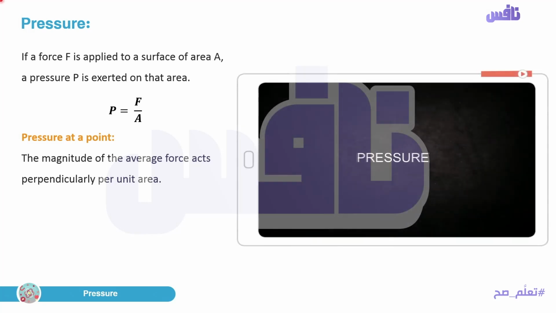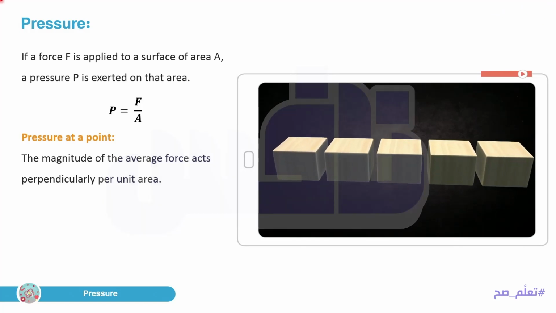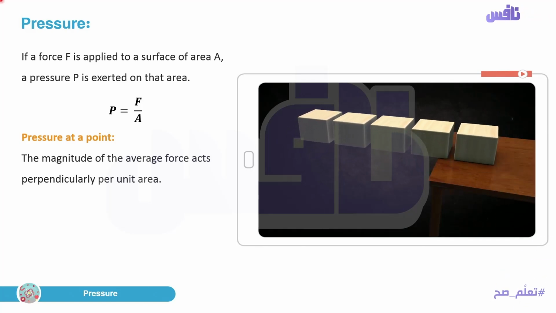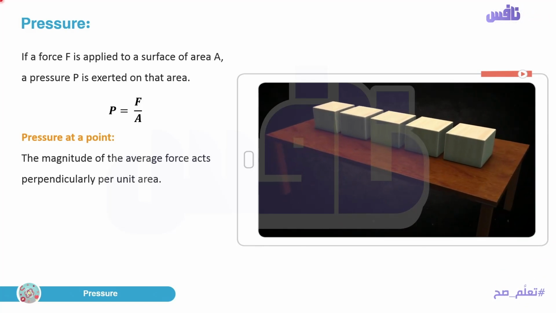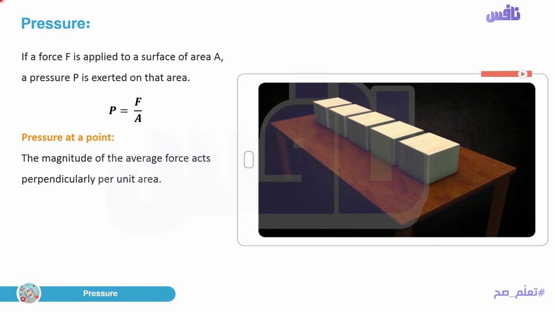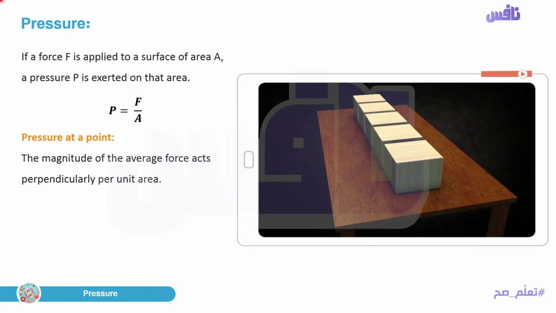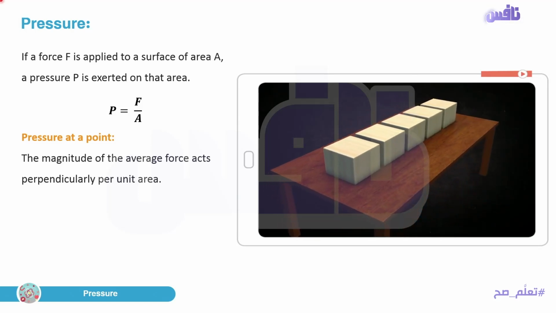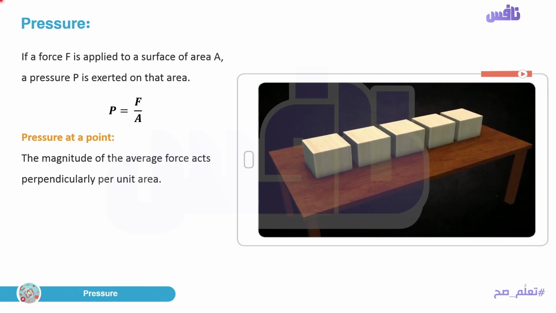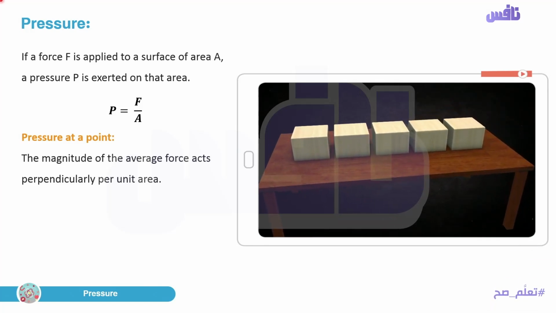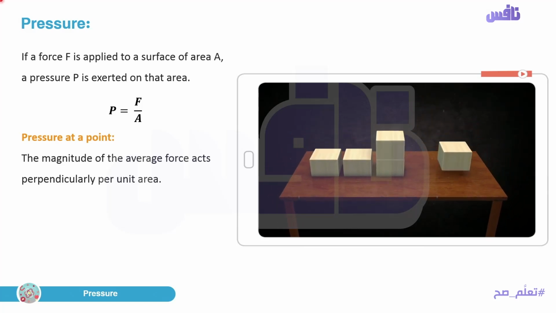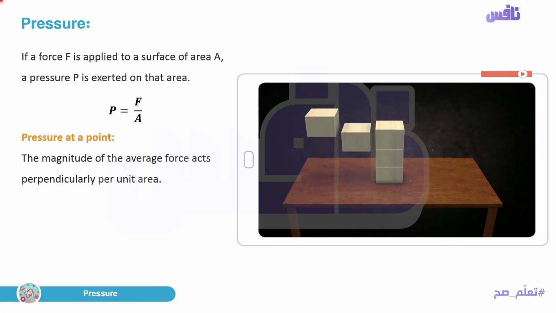Pressure. So if we have an object which has a weight or a force acting on, for example, the table, so there is a pressure of these boxes on the table. On the table, by what? By the weight of these objects or these boxes above the table.